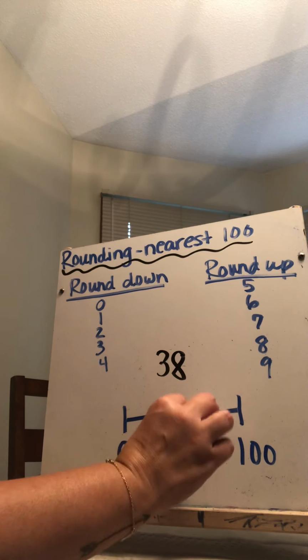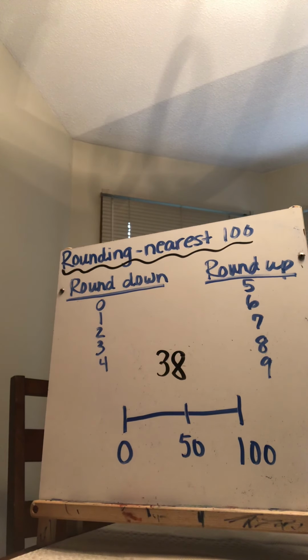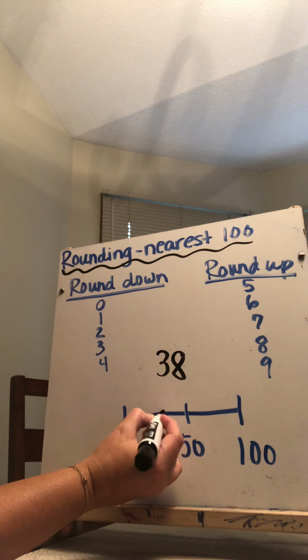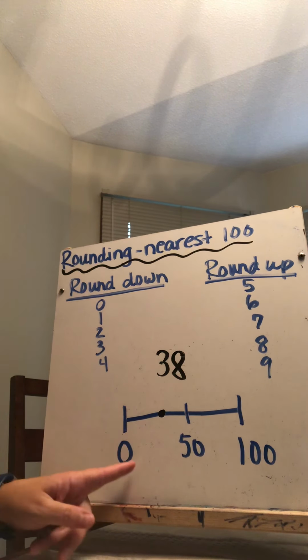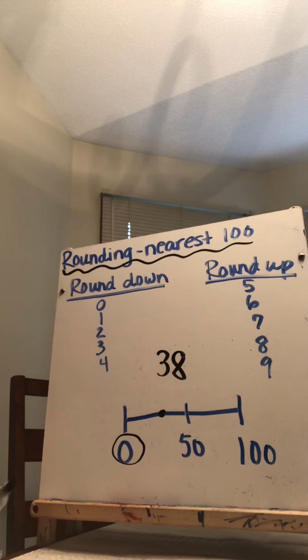Again, I'm going to divide my number line in half, and that's 50. Then I'm going to label where I think 38 would go, and I'm going to put a dot right about there because that's what my guess would be. It's in the lower half of my number line, so 38 is going to round down to 0. So don't let these 2-digit numbers trick you.